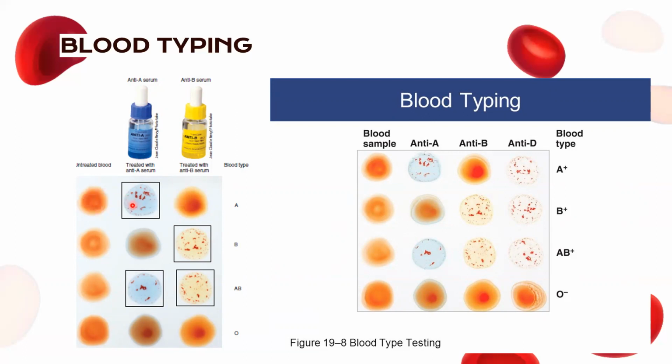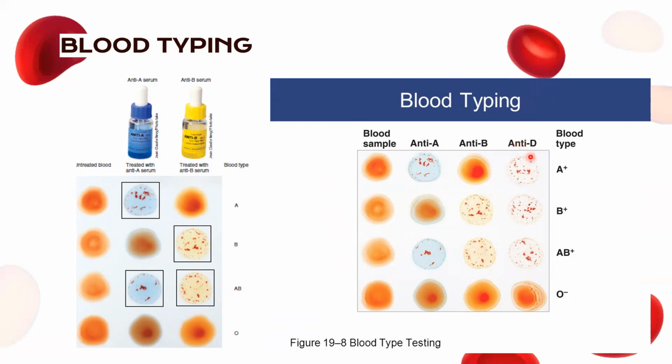If the result is there is only agglutination in anti-A serum, then that blood type is A. When there is agglutination in only B, okay, then that is type B. For anti-A and anti-B agglutination, then that's AB. If we put anti-A serum here and anti-B serum here, but still no agglutination, then that is blood type O. Okay, so this is blood type testing.